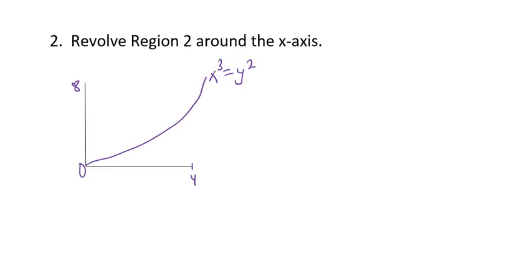Okay, for example 2, we're going to look at revolving region 2 around the x-axis. And region 2 was this upper area here. We're still going around the x-axis. So I'm going to take this area and go around the x-axis. Now this one would be harder to imagine.